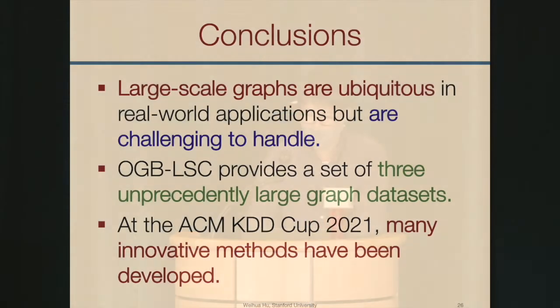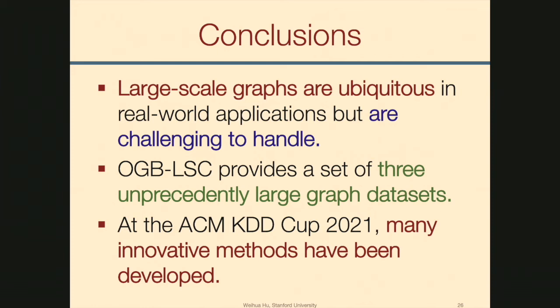So to conclude, large-scale graphs are really ubiquitous in real-world applications like recommender systems, knowledge graphs, and this molecule task. But they are really challenging to handle. In order to push the frontier of large-scale graph ML, in this OGB large-scale challenge, we provide a set of 3 unprecedentedly large graph datasets. We deployed these datasets at the KDD Cup, and we observe many innovative methods have been developed on these datasets.